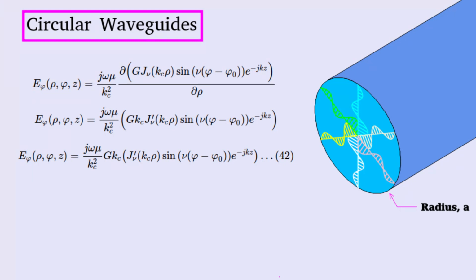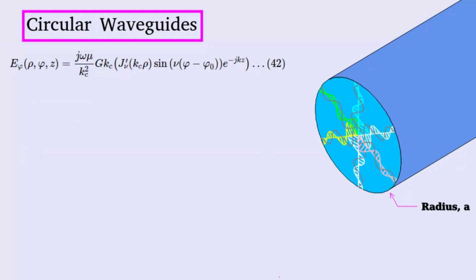The functions of phi and z are kept constant, while the function of ρ is differentiated. I'll just write the last equation for E phi up here. Now we'll start to find the derivative of this Bessel function J. And so we have to solve for this equation being zero, so that E phi will be zero.